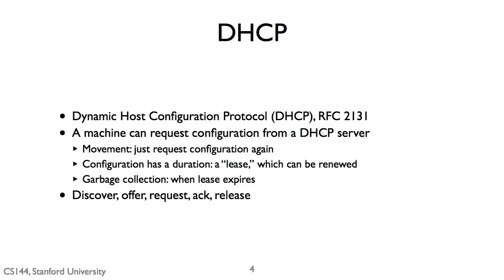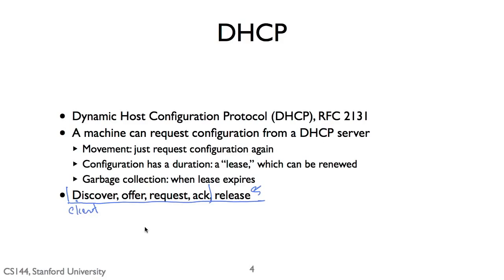And so the basic packet exchange that you see in DHCP is a basic four-step exchange, and then there's this optional release. So when a node first joins the network and it knows nothing about what's going on, it sends out a discover message. I want to discover what DHCP servers are out there and what configurations they might give you. So the client sends a discover.